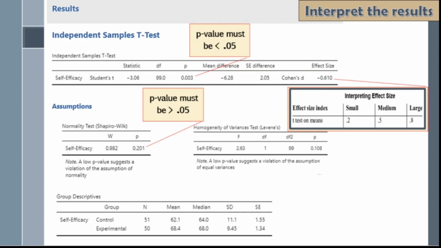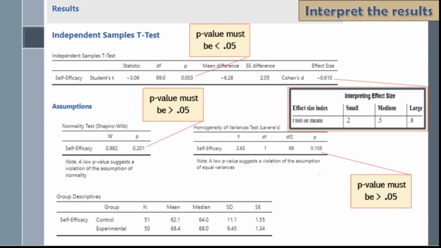The same with the homogeneity of variance. To be able to meet this assumption, the p-value obtained must also be greater than 0.05. If it violates the assumption for homogeneity of variance, although it doesn't violate the assumption for normality test, use Welch t-test for unequal variance. If it happens to violate the assumption of normality, even if it doesn't violate the assumption for homogeneity of variance, use its non-parametric counterpart or alternative, which is the Mann-Whitney U test.